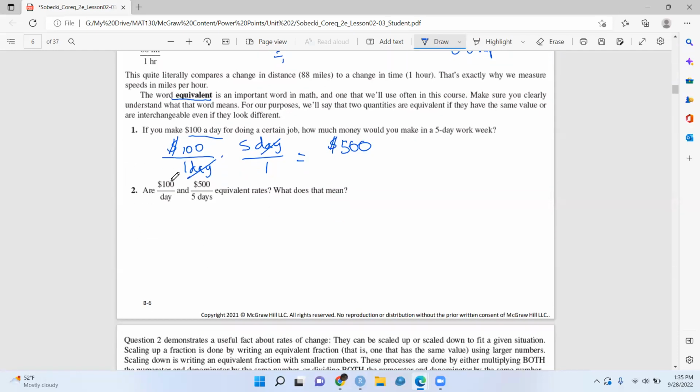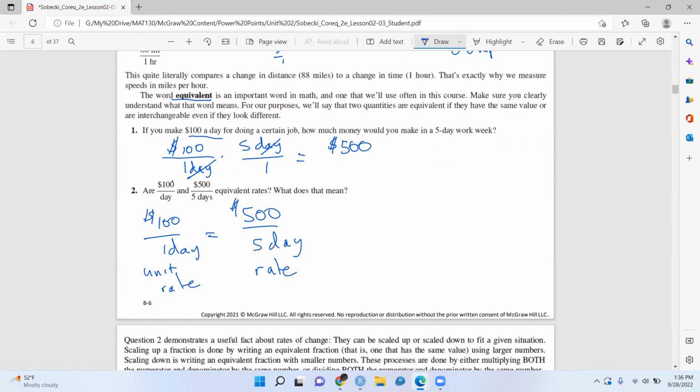So then our author says, well, wait a minute, are these the same thing? If I could write $100 per 1 day, is that equal to $500 per 5 days? And everyone's like, yeah, look, if I convert this to a unit rate, so this one's a rate, this one's a unit rate. If I take the 500 and divide it by 5, I get 100 over 1 day. So yes, they are equivalent rates, meaning they're the exact same thing.